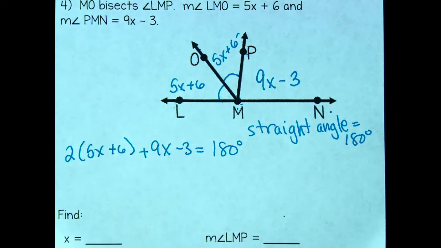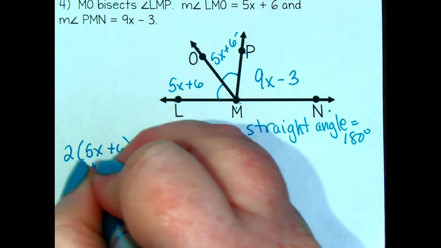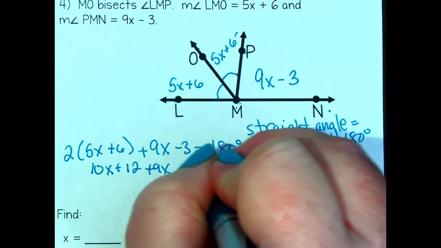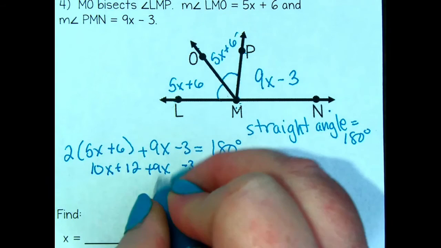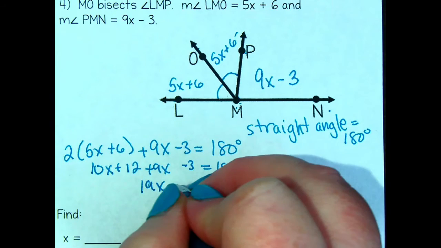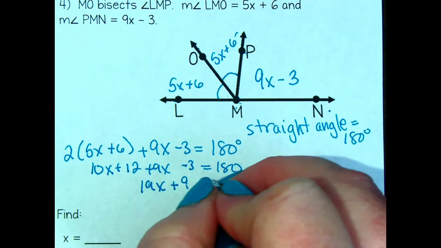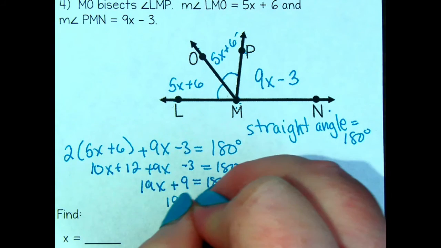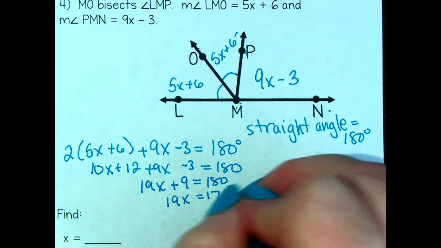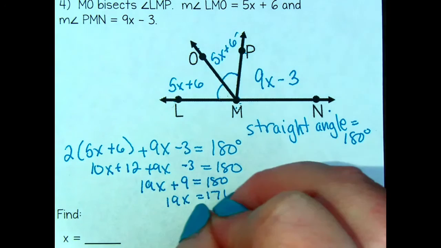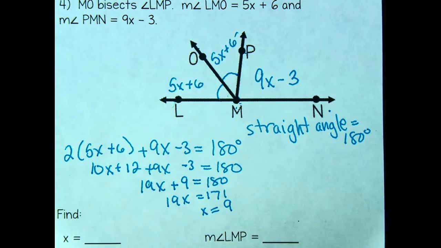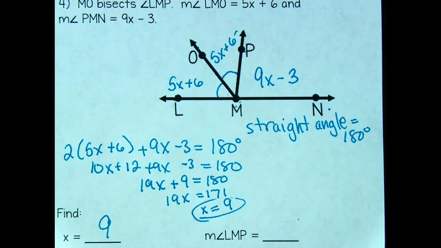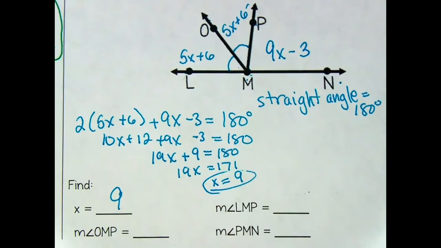And then I'm going to solve for x. 10x plus 12 plus 9x minus 3 equals 180. I get 19x plus 9 equals 180. 19x is going to be 171, and when I divide both sides by 19, I get that x is equal to 9. And once I find x, then it is just a matter of substitution.